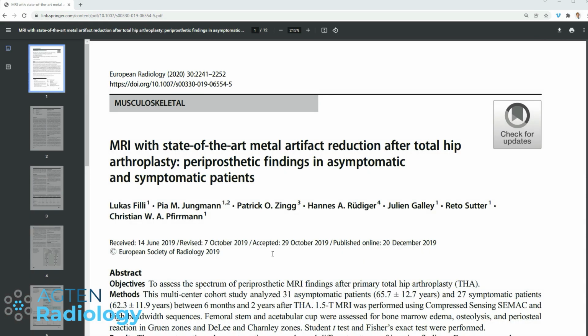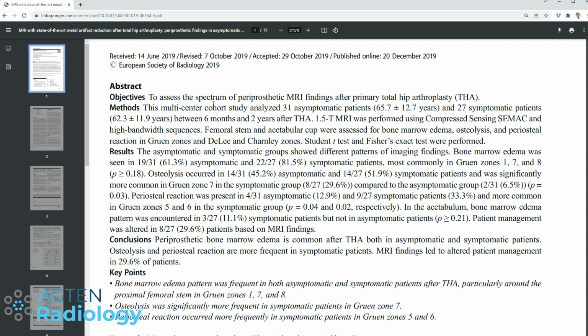To also show you a little bit of literature about this, there is a study from last year in European Journal by Luka Filli, who is a colleague of mine. We used to work together at the Belgrade University Institution, and this is where the study is coming from. They did a very nice study where they did MRI with metal artifact reduction, with the latest technology, and compared periprosthetic findings in asymptomatic versus symptomatic patients. So you can go online. I put the link in the description down below and read this article.